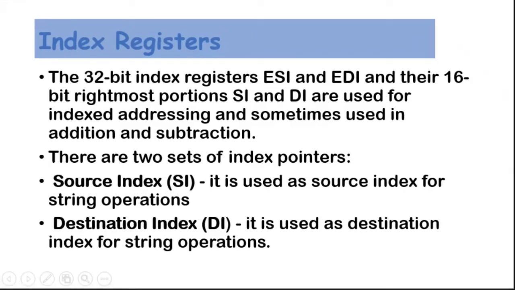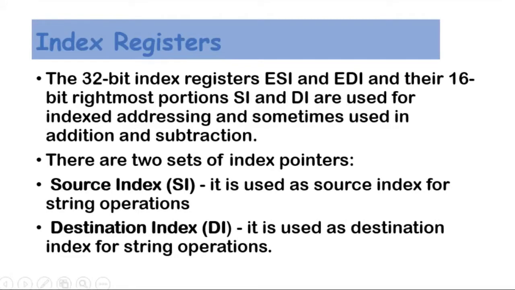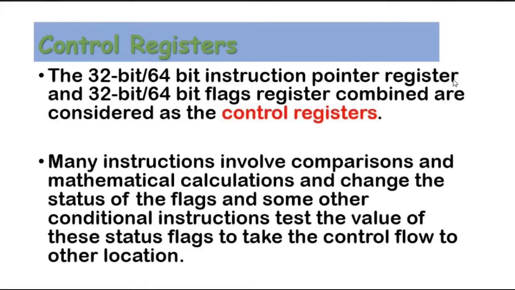All right, so there are two sets of index registers or index pointer registers. That is the source index and then the destination index. The source index is used for string operations, and the destination index is also used as a destination index for string operations.